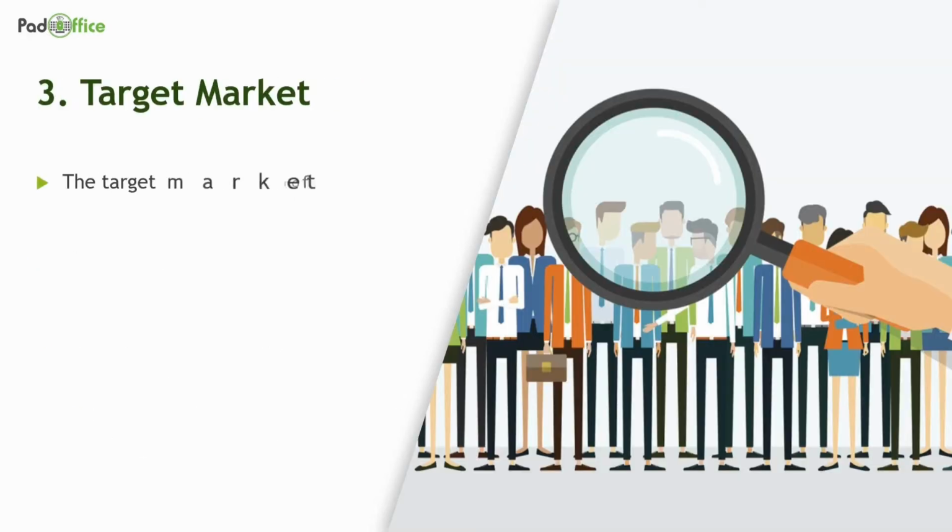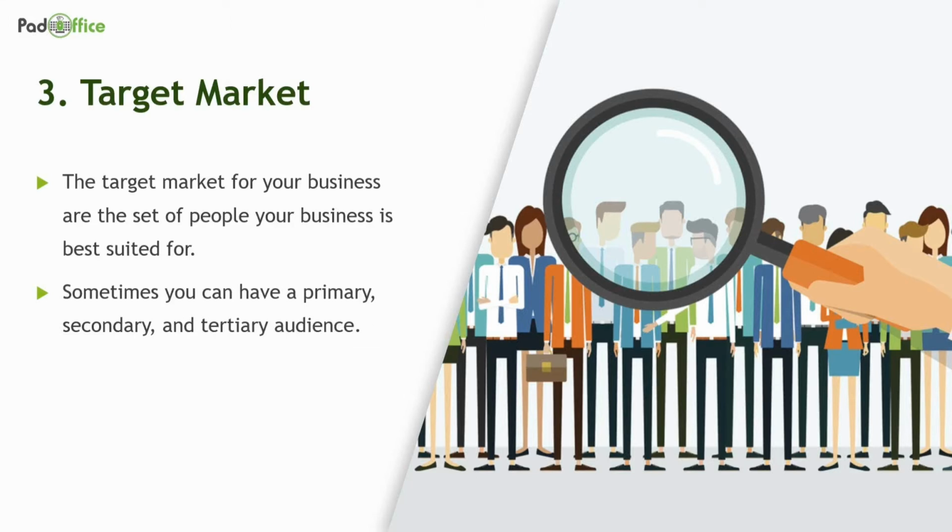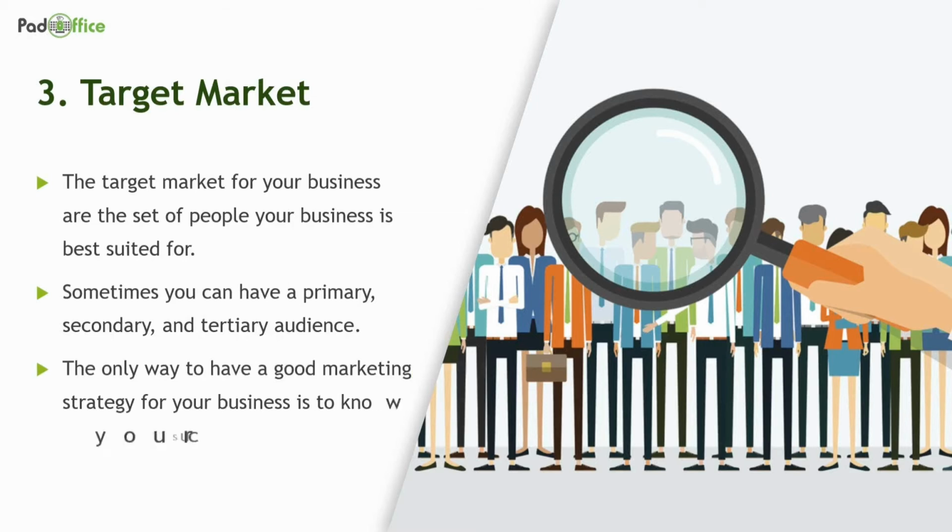Number 3, target market. The target market for your business are the set of people your business is best suited for. Sometimes you can have a primary, secondary, and a tertiary audience or target market. So the only way to have a good marketing strategy for your business is to know who your customers are and to know their habits.